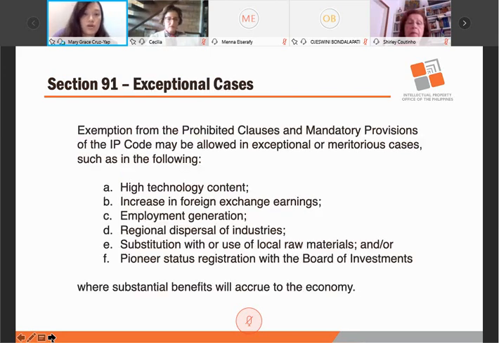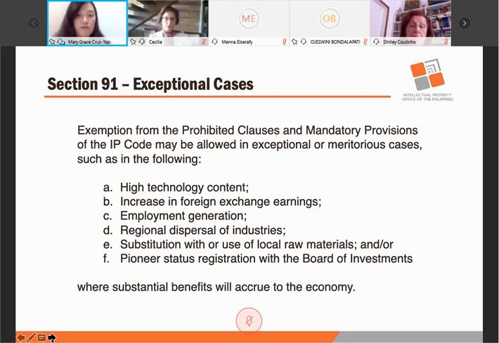Okay? So, let's go now to Section 91, exceptional cases. Again, as I've said, we are the law. The objective of the law is like a balancing act. It is promoting tech transfer. It wants to push for tech transfer, but it also wants to prevent abuse of rights as far as IP rights are concerned. So there are prohibited clauses in the TTA and mandatory clauses that must be in the TTA.